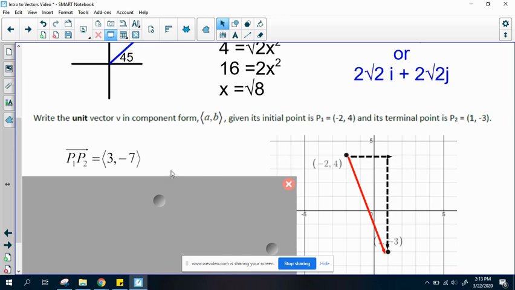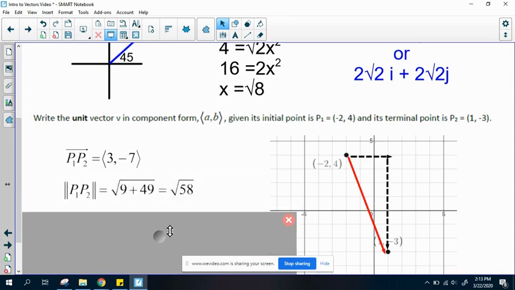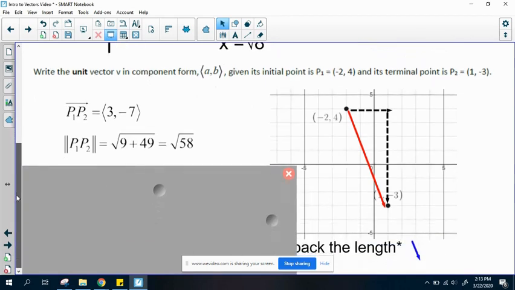So that makes sense. Then the next thing would be to find its magnitude. You take x squared and y squared, so 9 and 49 would make square root of 58. So this vector right here has a length of the square root of 58. It's not a unit vector because a unit vector has to have a length of 1. How are we going to do this? If it was 1, we'd be done.